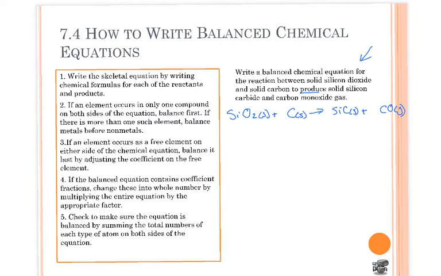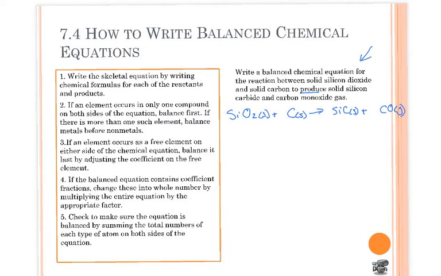And if there's more than one such element, we balance the metals before the nonmetals. So silicon occurs in only one compound on both sides, and so does oxygen, right? So we need to actually start with the silicon first, because it's more metal-like than the oxygen. It's further left on the periodic table. So with silicon, it's already balanced. There's one silicon here and one silicon here. So we go on to oxygen.